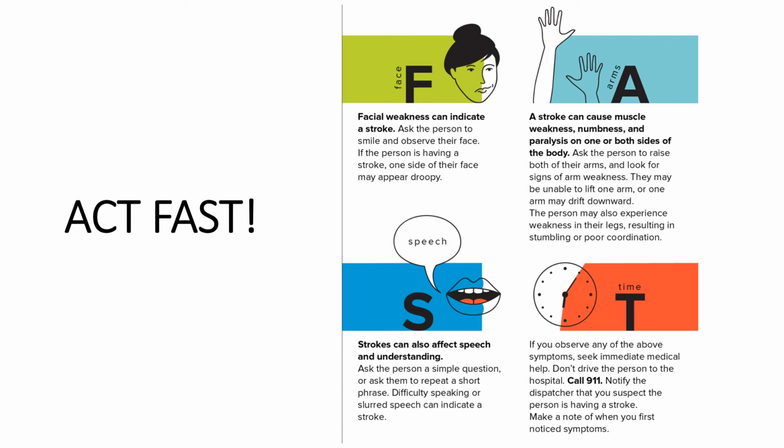The A, the arms. A stroke can cause muscle weakness, numbness, and even paralysis, typically on one side, but sometimes it can be on both sides of the body. So we would do our assessment by asking the patient, can you squeeze my hands? Can you raise your arms? Look for any signs of weakness. Is there a drift in one arm? Is it drifting downward?